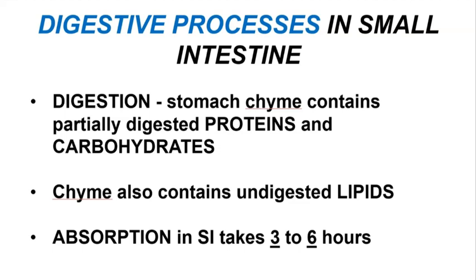This is because protein digestion began in the stomach and carbohydrate digestion began in the mouth, but neither of these digestion processes is completed by the time the chyme reaches the initial section of the small intestine, that is the duodenum. Chyme also contains undigested lipids or fats. This is because the small intestine is the place where bile is secreted, and bile helps to mechanically break up the lipids so that digestion by enzymes can occur much more easily.